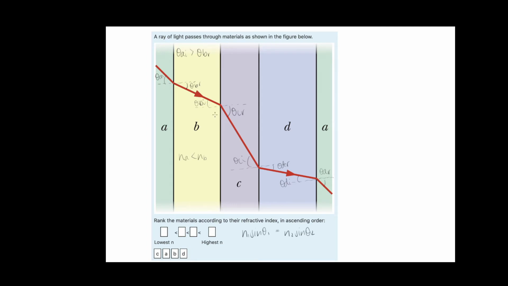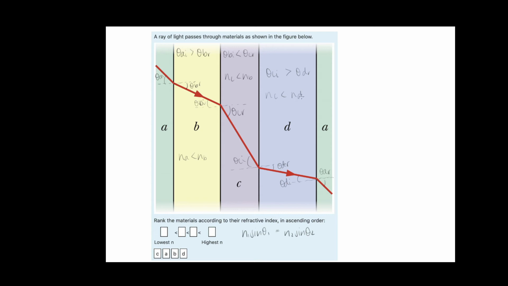Okay. So for this next part, we can see that we have theta BI, and it is much, much less than theta CR. The refracted angle is quite large. So because of this, we know that the refractive index of material C has to be a lot less than that of material B. So let's go on to this next bit. We have theta CI, which is going to be much, much greater than theta DR. That must mean that the refractive index of C is going to be less than the refractive index of D.